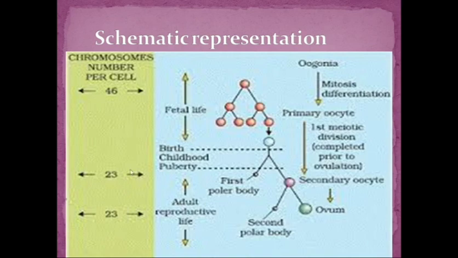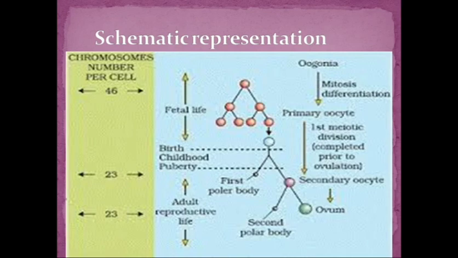Now this primary oocyte completes the first meiotic division, resulting in the formation of two cells. But here the first meiotic division as well as the second meiotic division is unequal. Means after the division, two unequal sized cells will be formed. The cells formed will not be of the same size. One will be a smaller cell and the other one will be a bigger cell.